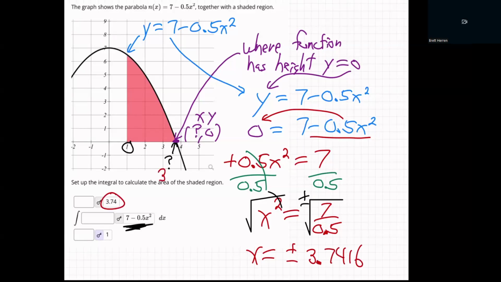So this one must be 3.7416. I guess they only need two decimals, whatever. More is always good. That's where that hits. The other one's negative, that way back there, but we don't need that one. So there we go.